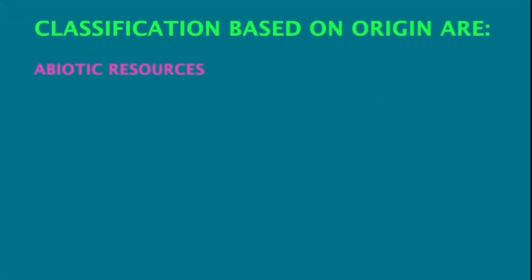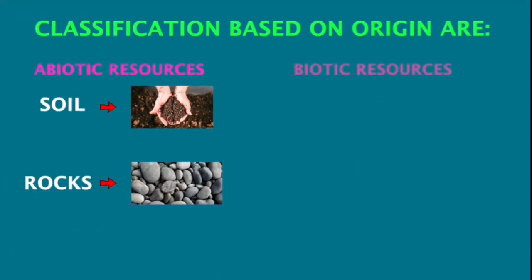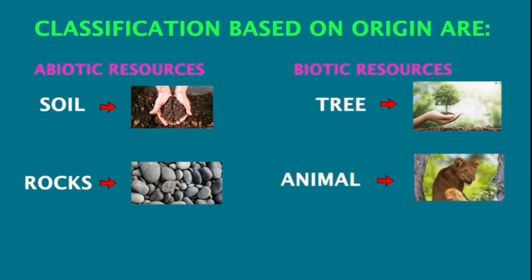So, students, in the beginning we had listed out some of the resources. Now, can you classify them into abiotic resources and biotic resources? Yes, ma'am. Ma'am, abiotic resources are soil, rock. Ma'am, biotic resources are tree, animal. Yes, very good. Students, you have classified abiotic resources and biotic resources into non-living things and living things.